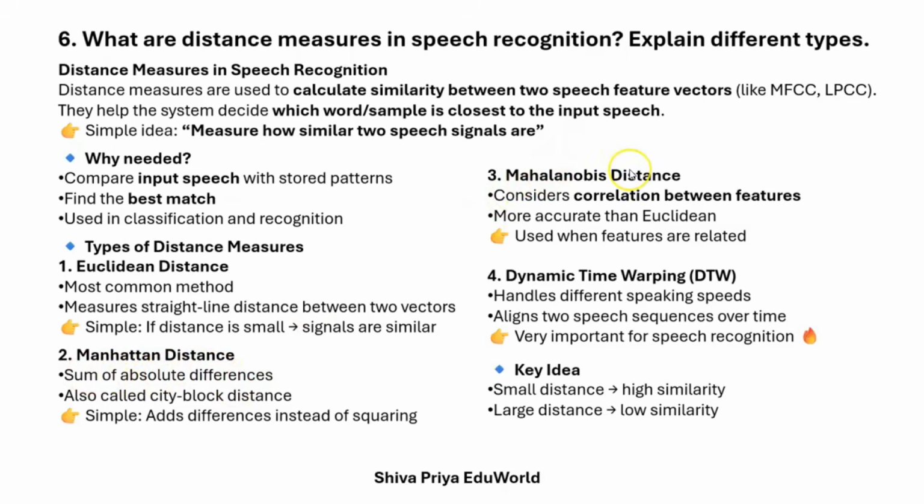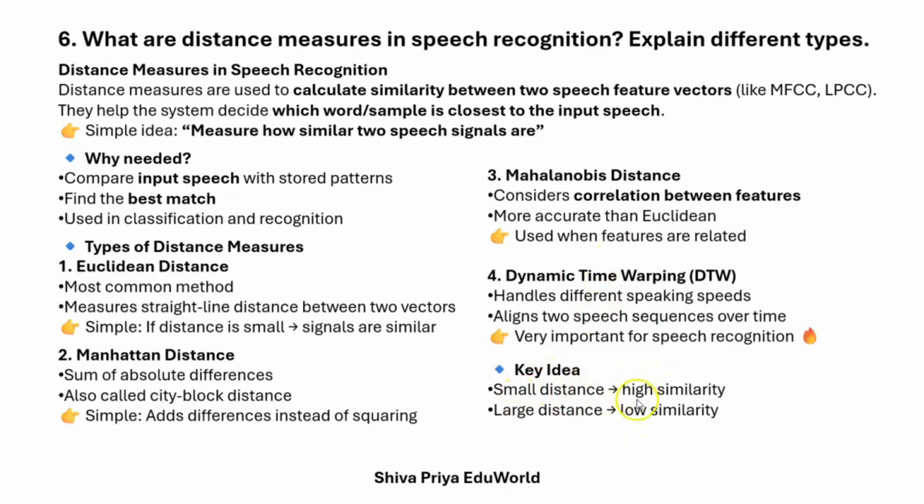Mahalanobis distance considers correlation between the features, so it is more accurate than the Euclidean distance. It is used when features are related together. And dynamic time warping, DTW, handles the different speaking speeds. It aligns two speech sequences over time. It is very important for speech recognition. That is dynamic time warping.